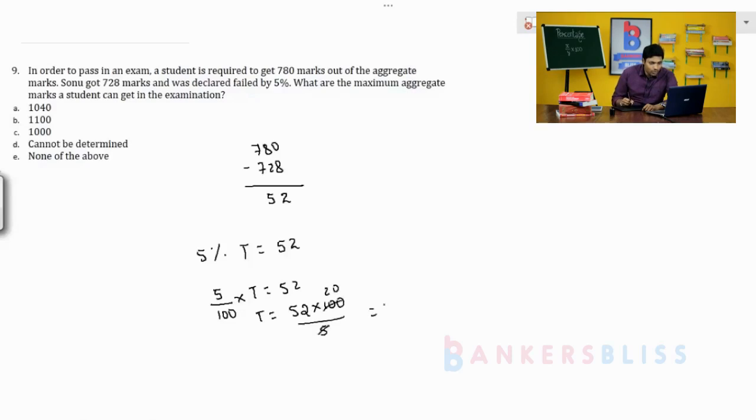So which is equal to 52 2s are 104, 1040. Option A is the right answer. 1040. And no need to calculate these many things also. See here, 5% is 52, 10% means double, 104. For 100%, 10% is there, you add a 0, so 104 becomes 1040.